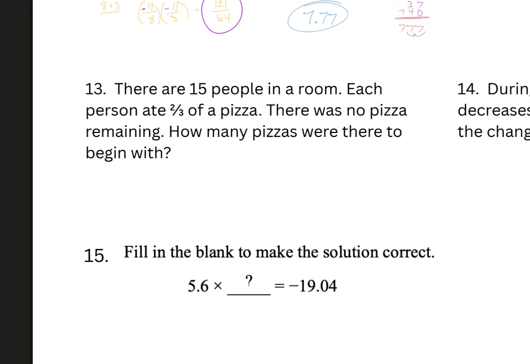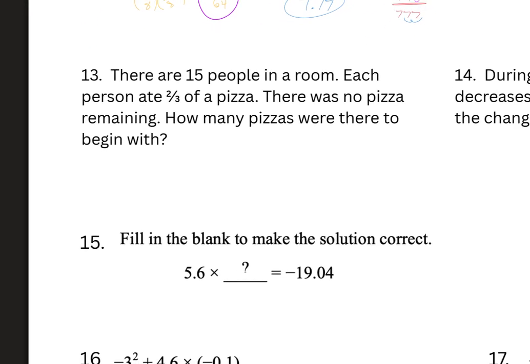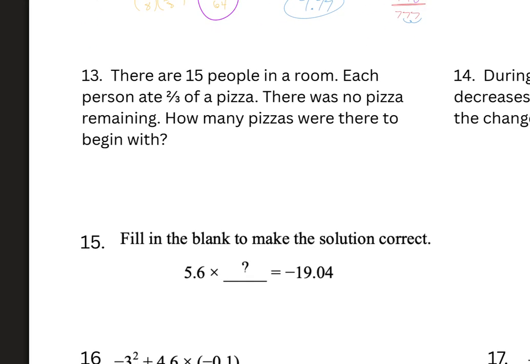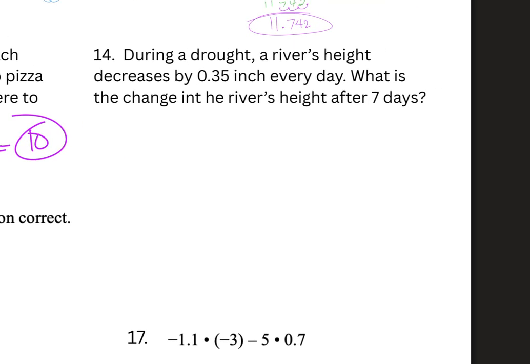So there are 15 people in a room. Each person ate 2/3 of a pizza. There was no pizza remaining. How many pizzas were there to begin with? Well, if 15 people ate 2/3 each, then I'm just going to multiply and get 30 thirds, which is 10 pizzas. That's how many there were.